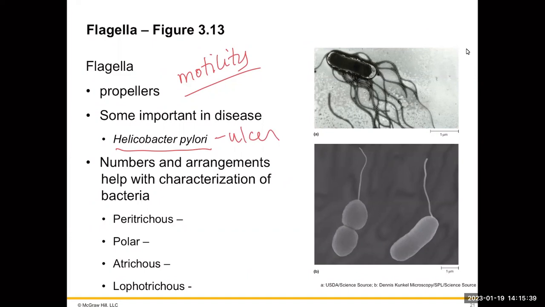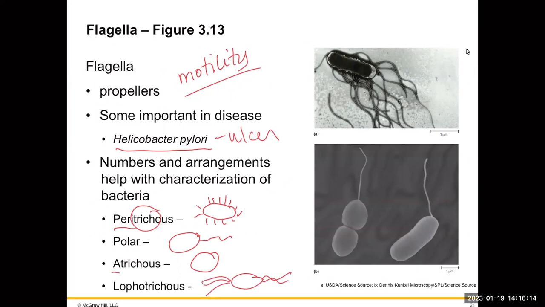There's vocabulary to describe the arrangement of flagella on bacteria. So peritrichous, trich is hair. So peritrichous has the flagella all around them. Polar would mean they're at one end. Atrichous, none, there aren't any. And then lophotrichous means they have them on both sides, kind of like ponytails or pigtails, I guess. All right.